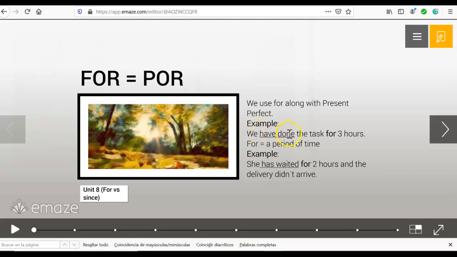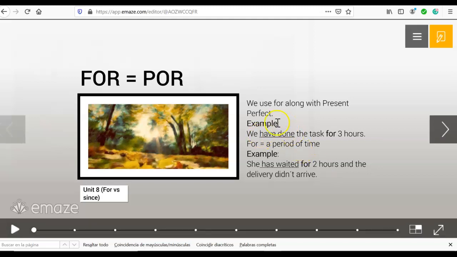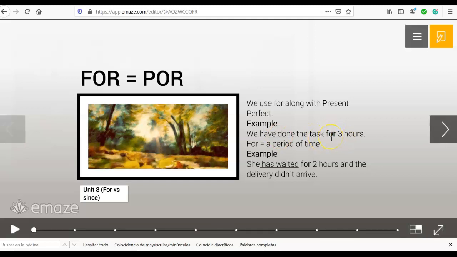We have done the task for 3 hours. What happens here? For means a period of time. After that we have another example: She has waited for 2 hours and the delivery didn't arrive. So what happened here? These activities in present perfect have been performed for a period of time.